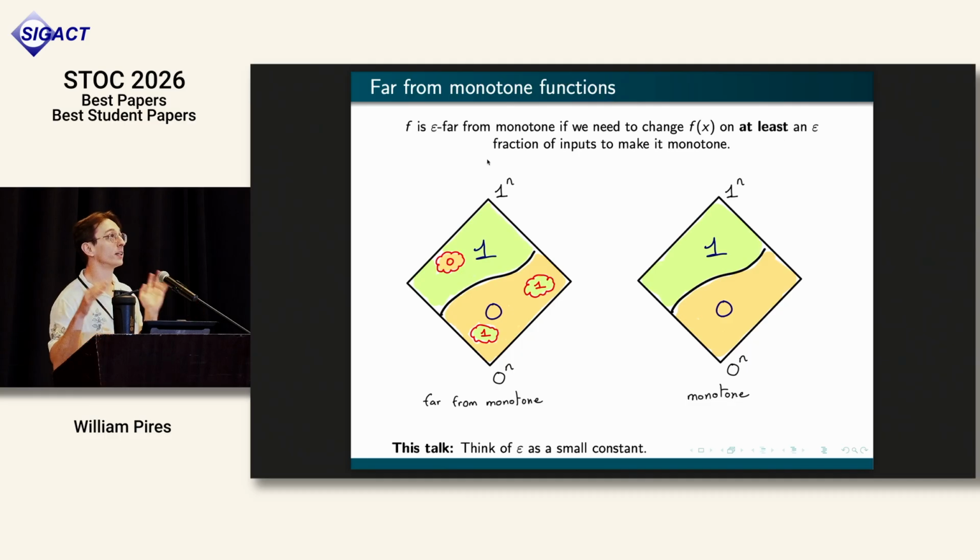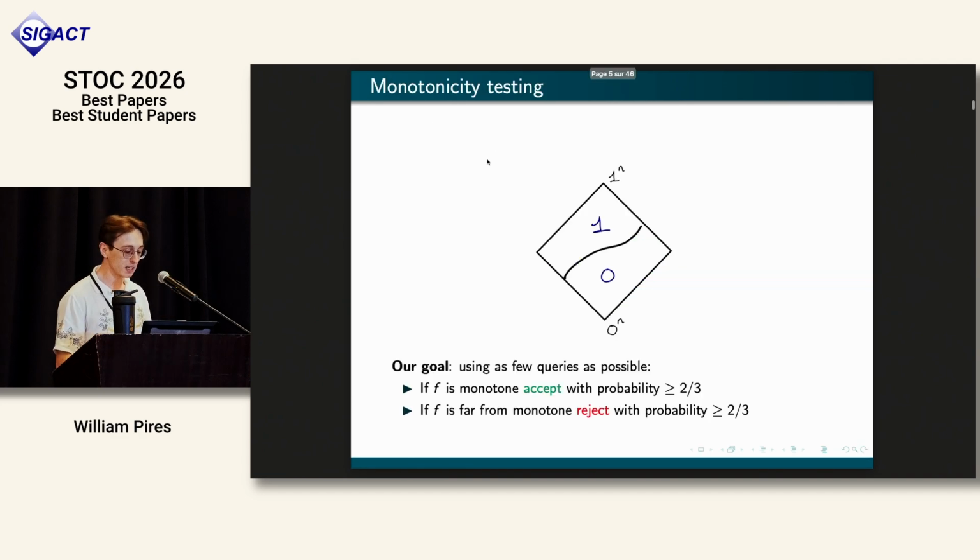So instead of saying epsilon far for the rest of the talk, we're just going to fix a small constant epsilon in our head, and I will just say f is far from being monotone. So with that in mind, our goal is the following. We want to use as few queries as possible, and if f is monotone, we want to accept with high probability, and if f is far from monotone, we want to reject with high probability.